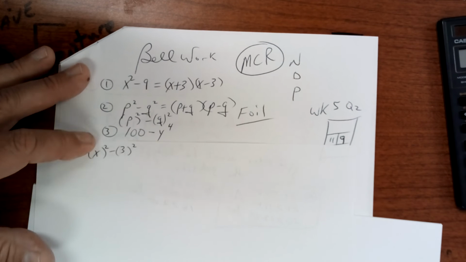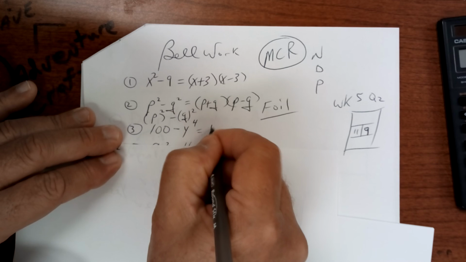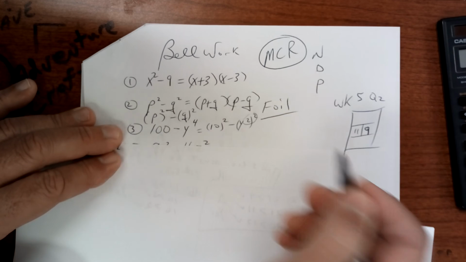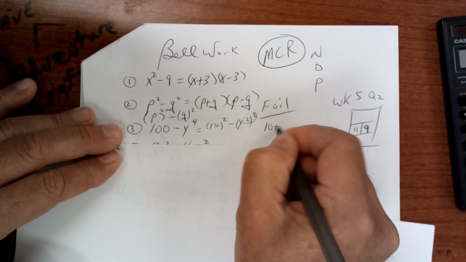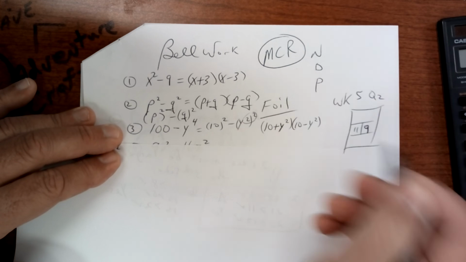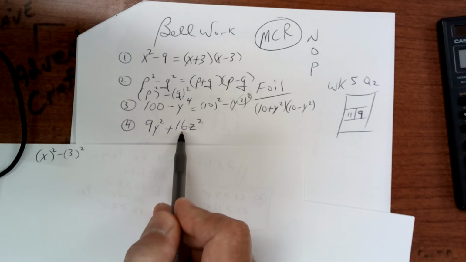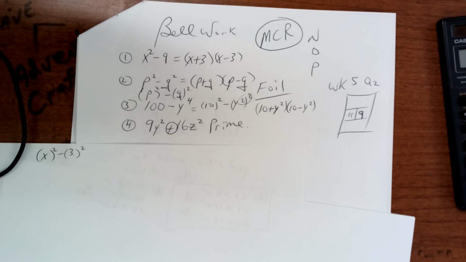This one right here is going to be 10 times 10. So it's going to be 10 squared minus y squared squared. See, a power to a power, you multiply and get 4. So it's going to be 10 plus y squared and 10 minus y squared. And finally, this last one, there's nothing in common, and it's a plus sign. So this one is prime. If you were able to factor out the greatest common factor, it wouldn't be prime. Or if you could do the difference of two squares.